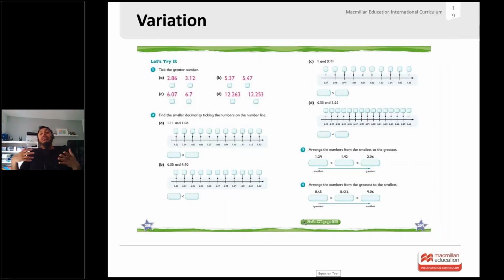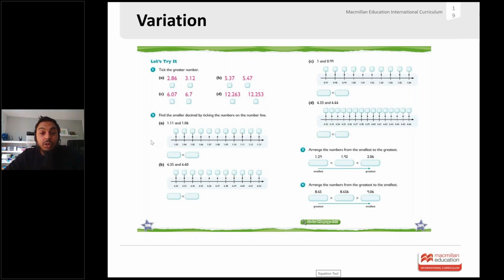Seeing decimals in different ways is something that we have to encourage, because if we only see decimals using, let's say, paper or the Dean's blocks, what's going to happen? What do you think is going to happen? They're only going to be used to the Deans. They're not going to know any other way of seeing decimals, and that's something we need to be really, really careful about.